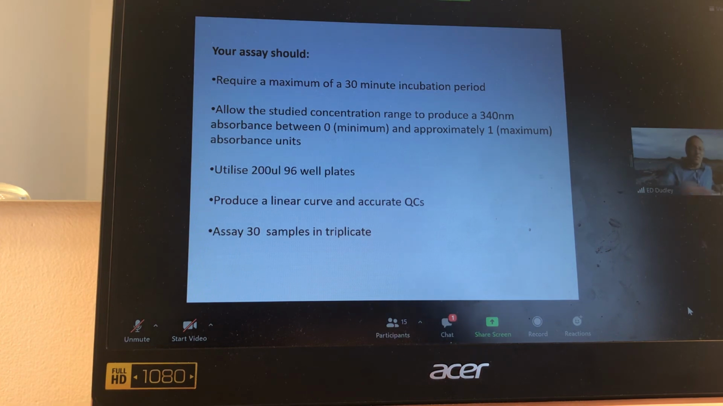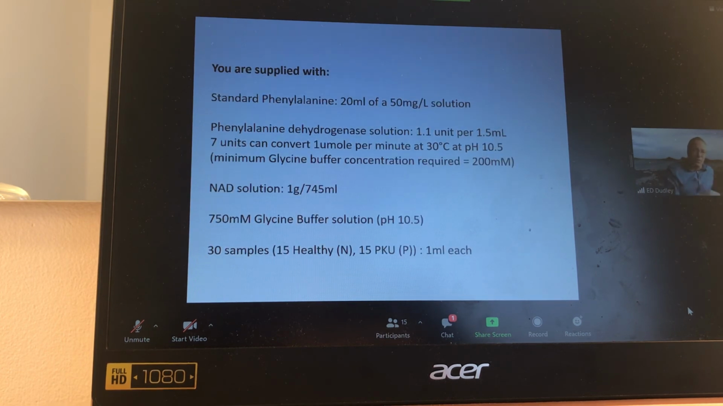And okay, we're going to produce a standard curve and random samples. So far so good? Okay, so you're going to be supplied with some chemicals to be able to do this. So you've got some standard phenylalanine to make your standard curve points and QCs. And you've got a solution which is 50 milligrams per litre of phenylalanine.